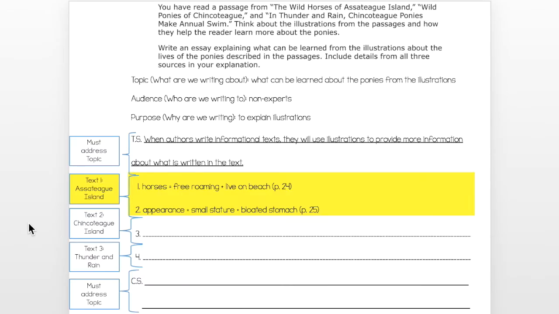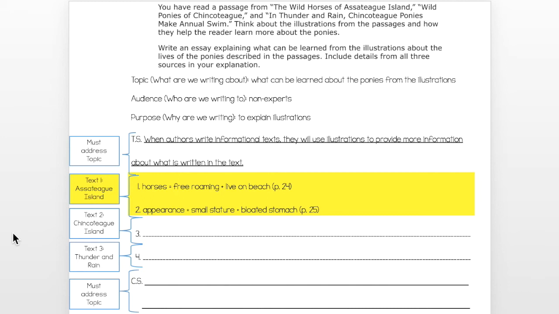So going back to our details, notice how I recorded this information in my details. Detail number 1, horses equal free roaming plus live on beach. So I have my equal sign and my plus sign as symbols to help me communicate these ideas, to say that the horses are free roaming and they live on the beach. I also included here the page number that the illustration is on, so when I'm writing my essay, I can go back to my illustration to include any more information that I need.